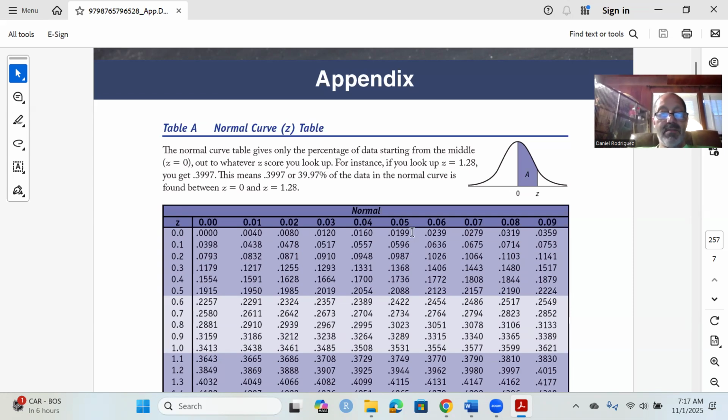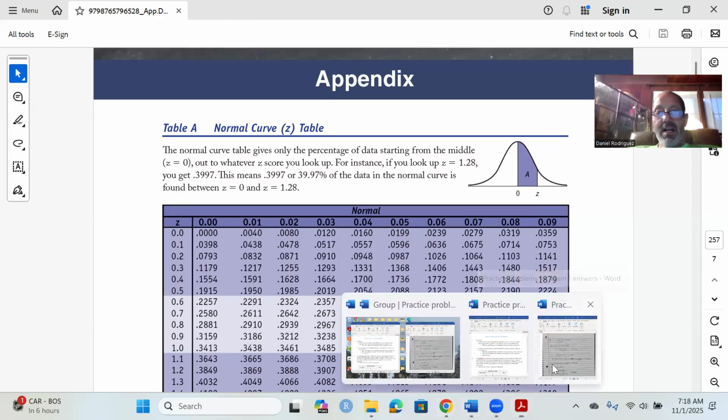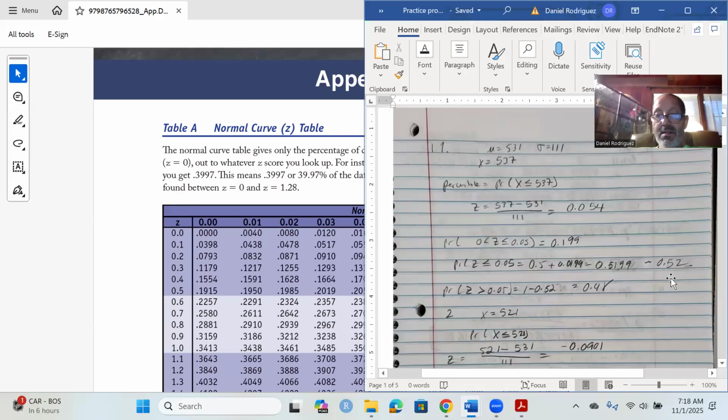So all we have to do then is add 50% to this. The probability of z being less than or equal to 0.05 is 0.5 for this white area here, plus the 0.1915. So it's 0.6915, right? So that's what we get. Oh, wait, what did I do here? 0.05, not 0.50. It was 0.05, not 0.50.